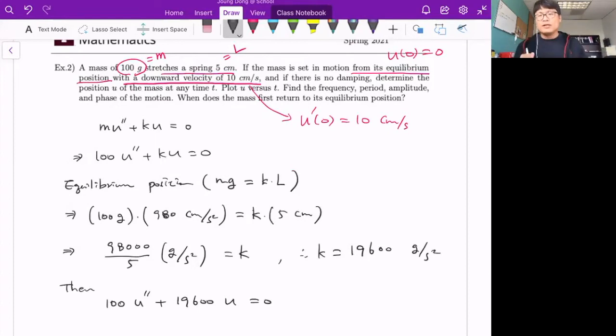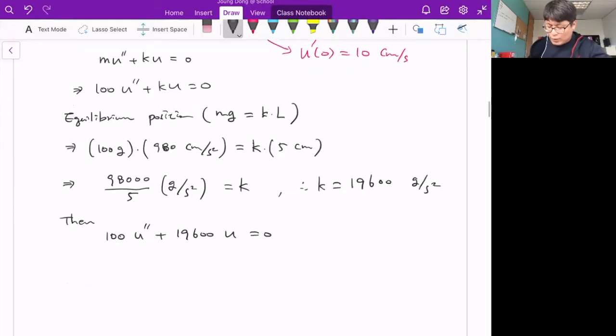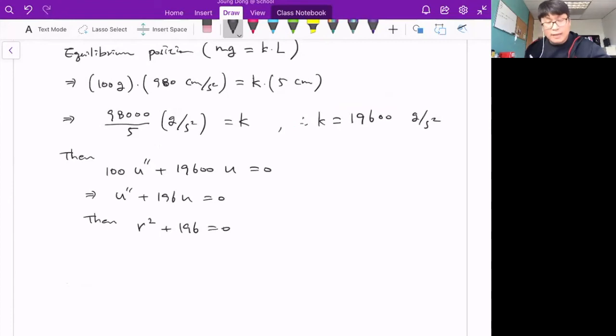It is a homogeneous second order linear differential equation with constant coefficients, right? Which means we can solve it, okay? So let me divide by 100 first, then we have a much simpler one: u double prime plus 196 u equal to 0. Then definitely we're going to use the characteristic equation, right? The characteristic equation is r squared plus 196 equal to 0, okay? Subtract 196 on both sides and take the square root of both sides. Then your r is plus and minus 14i, right?